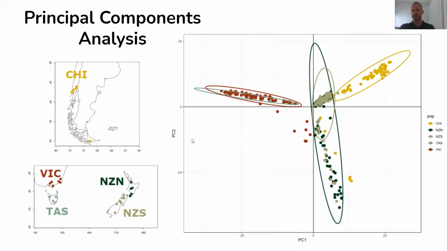When we look at a principal components analysis, though, we start to see a clearer picture here. So we have our Australian, Tasmania, and Victoria populations mostly falling out in this cluster over here. Our New Zealand samples, north and south, both overlapping here, and Chile kind of forming its own. Although there are still some outlier samples from Australia and Chile kind of falling into the New Zealand area.